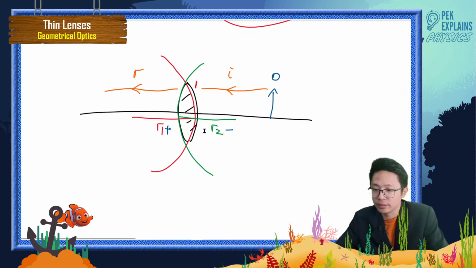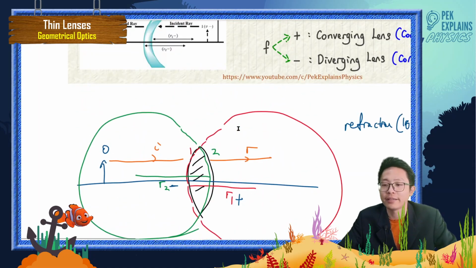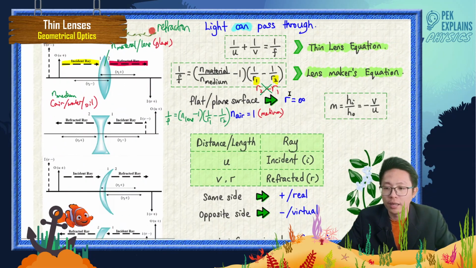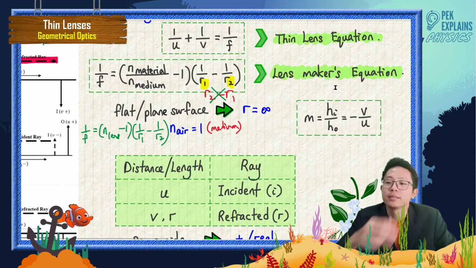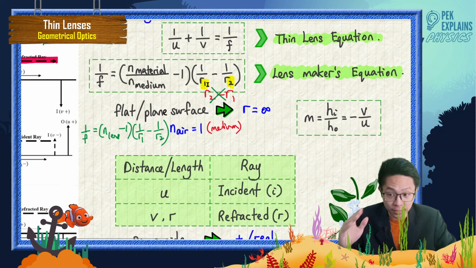Understand? So just now, this is the second surface where the refracted ray goes out. This is the second radius. So that's how I identify R1 and R2 for the lens maker equation. Understand or not? And it must be R1 minus R2, not R2 minus R1.